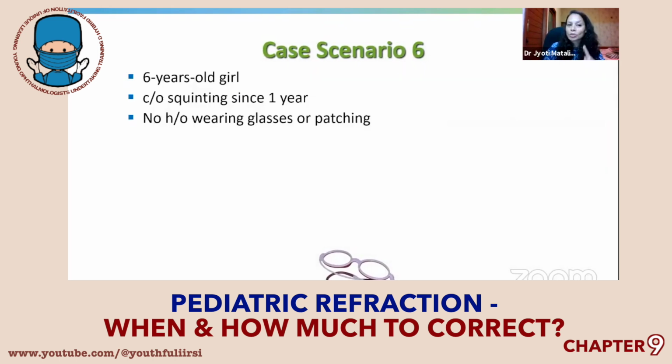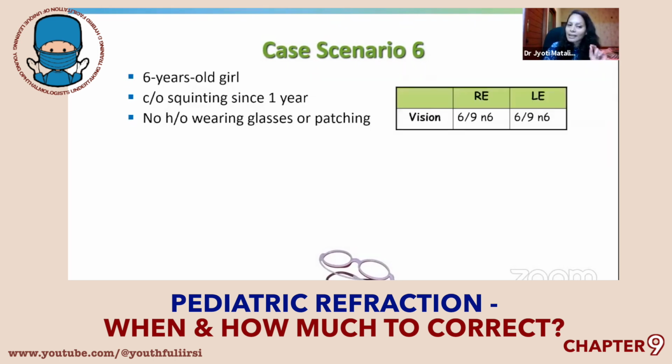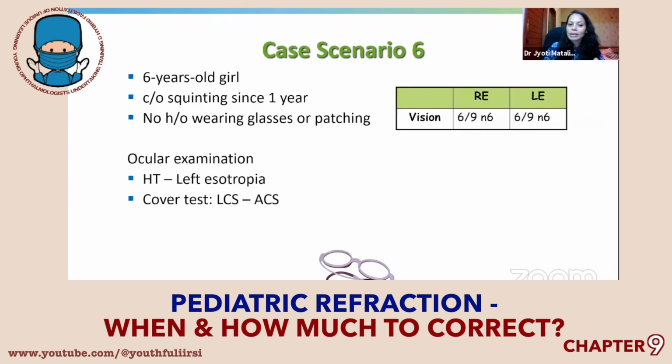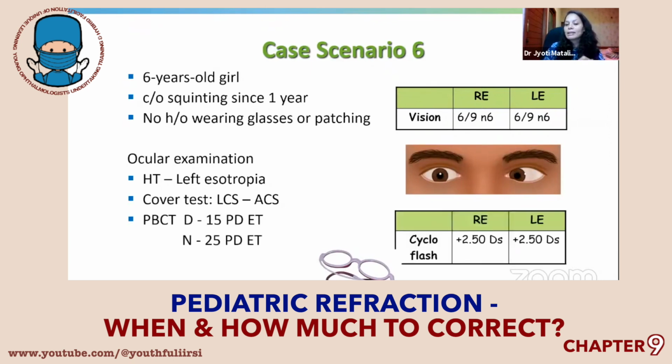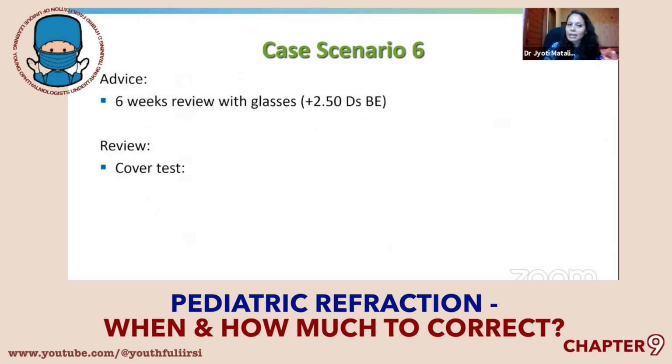A 6-year-old girl, squinting since 1 year, no history of wearing glasses, vision is not as bad, has a left eye squint, similar to a comitant esotropia, going into alternating. See, the amount of squint is now less, and the refractive correction in both eyes, that is on cycloplegic refraction, is also about 2.5. But you notice the vision is not significantly less here. So as we learned, when there is squint, we'll give full correction with glasses, and call him after 6 weeks for cover test.